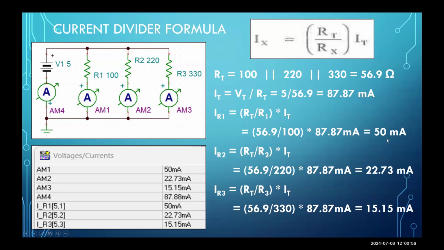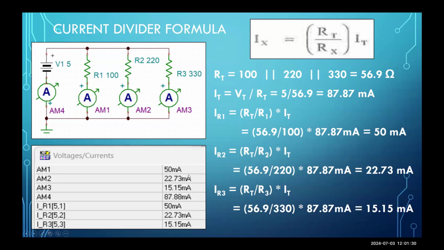Now, we just calculated these using Ohm's law and this current divider formula. Let's see what the simulator cranked out. The simulator program showed I've inserted ammeter 1 for the first branch, ammeter 2 for the second branch, ammeter 3 for the third branch, ammeter 4 for total current, meaning all these currents coming back to the source. So it shows for ammeter number 1 for the first branch, hey, check this out, 50 milliamps. We calculated 50. The sim program shows 50 milliamps.